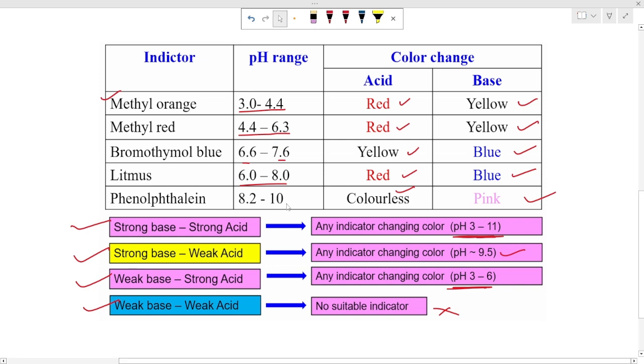So in this video we have learned the basis of selection of an indicator during any acid base titration, and which indicator to be used depending on the type of acid or type of base being used during the titration. Thank you.